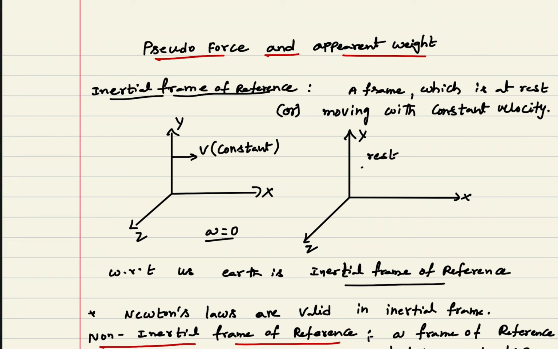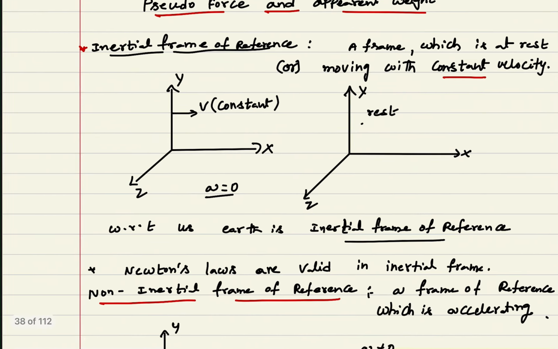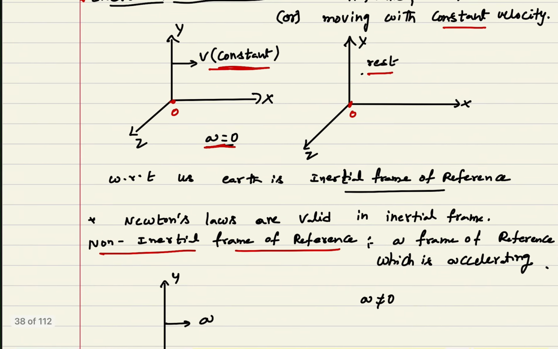Inertial frame of reference. First, what is an inertial frame of reference? It is a frame of reference which is at rest or a frame of reference which is moving with constant velocity. We can see a frame moving with constant velocity here, as well as a frame which is at rest. This is the origin. Both frames are not accelerating. A zero-acceleration frame of reference is also called an inertial frame of reference.